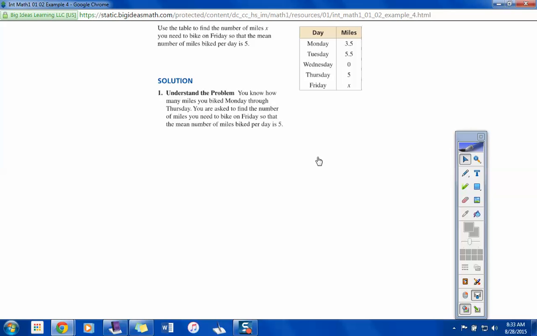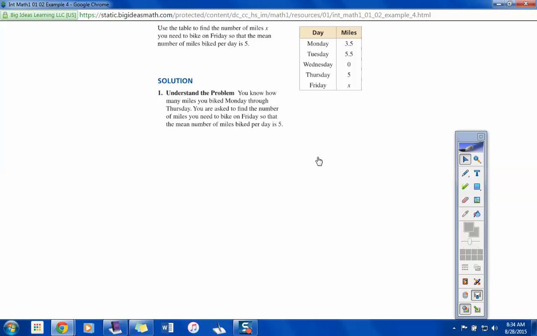CJ? The same thing that's in your notes, I think, if you can magnify your eyes to get that. Understand the problem: you know how many miles you biked Monday through Thursday. You were asked to find the number of miles you need to bike on Friday, so that the mean number of miles biked per day is 5. Okay, so we want the average to be 5 miles, right?